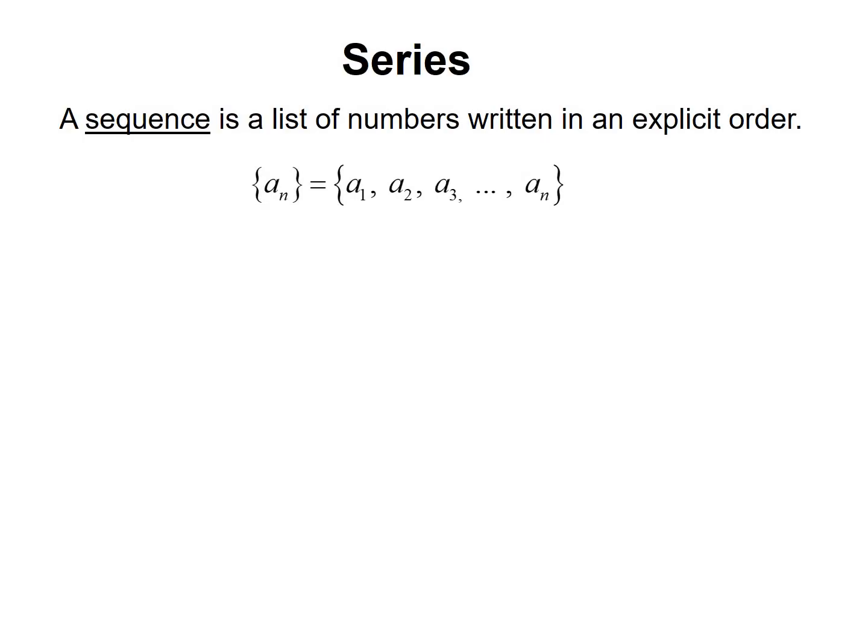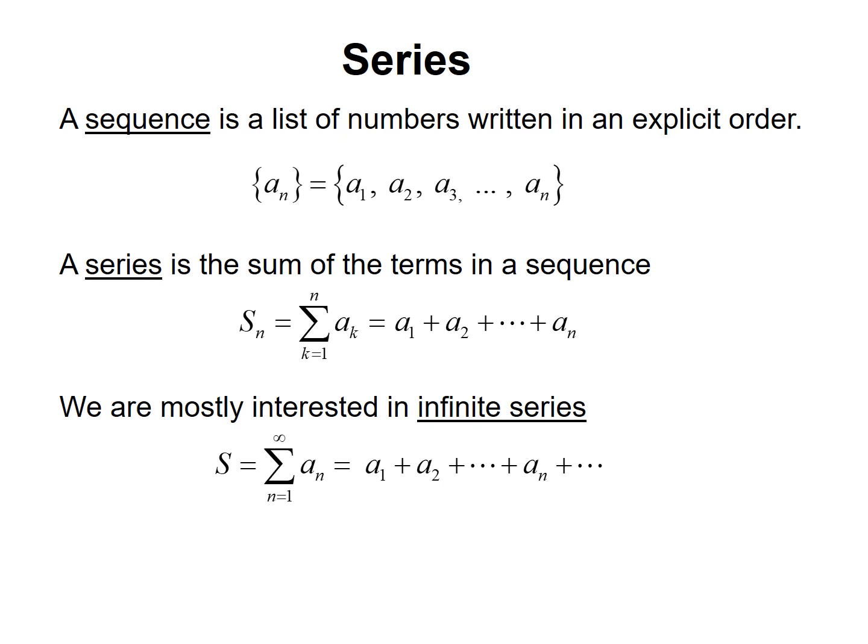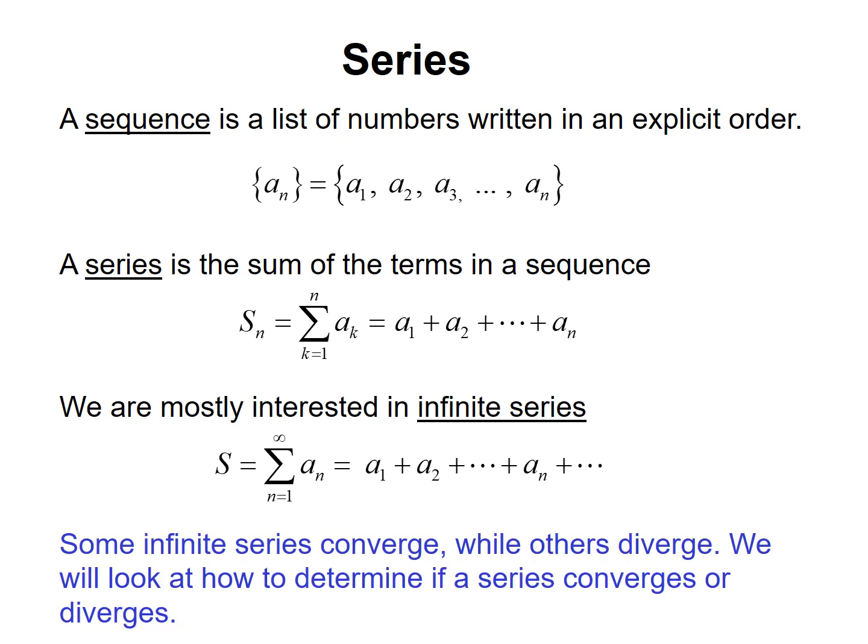Okay, so a sequence is an ordered list of numbers. A series, then, is the sum of the terms of that sequence. So if we have a finite series, we would add up a finite value of terms up to whatever value we've specified for n. But we're going to be most interested in an infinite series, one where we add these up forever and ever and ever.